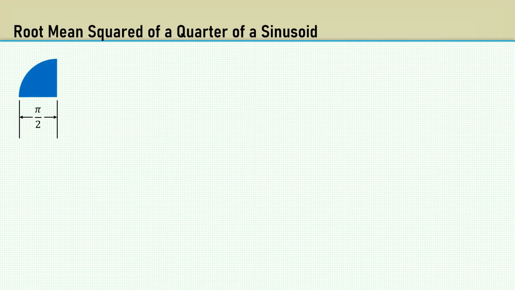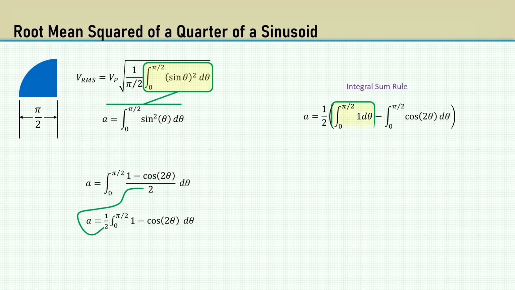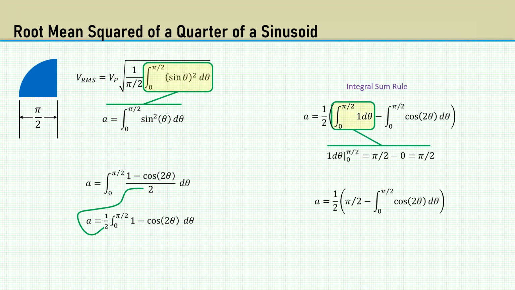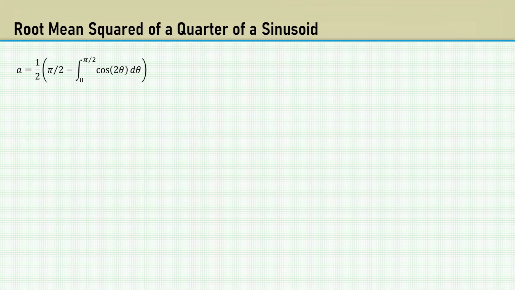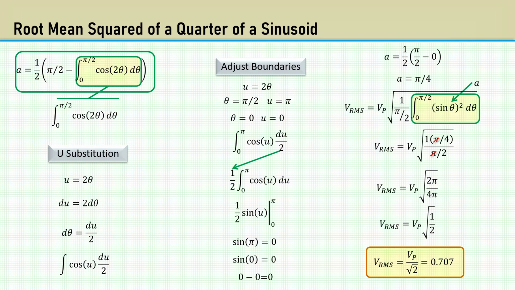Because the sinusoid function has bilateral symmetry, we could have just integrated the sine function over a quarter of it, or pi over 2. Let's quickly repeat the calculus for the quarter sine wave. And lo and behold, we get the same answer.